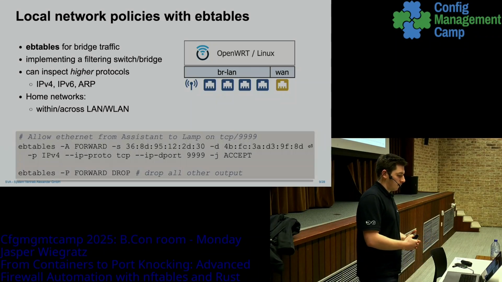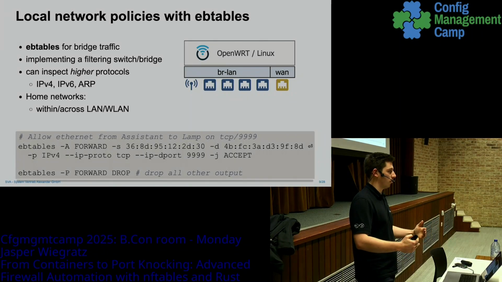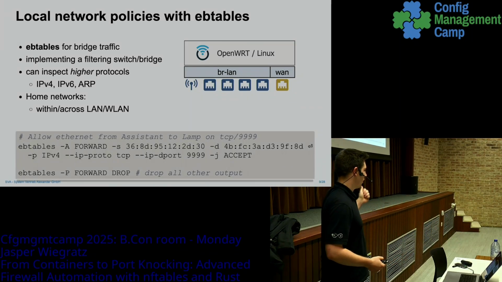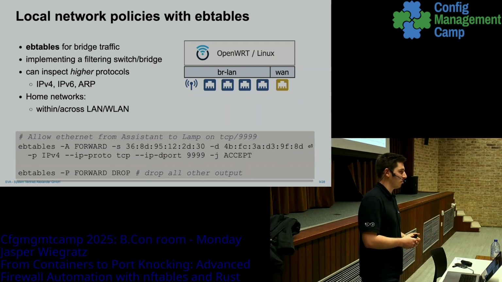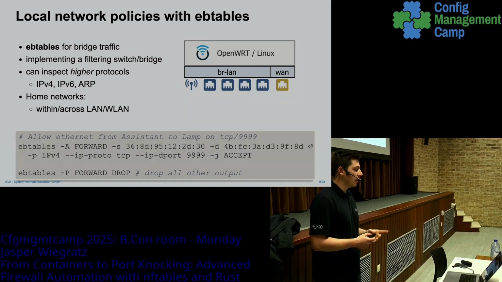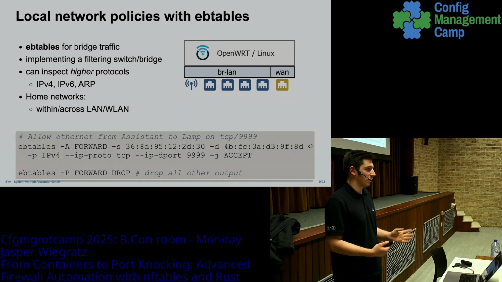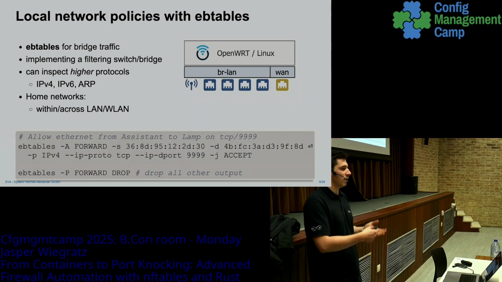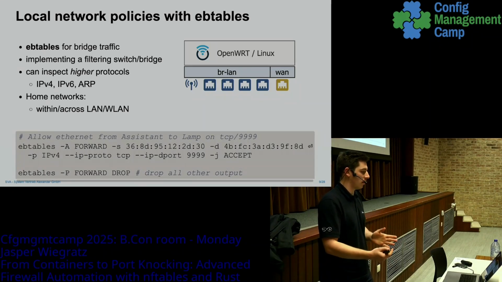And in this case, we would have a rule that is assistant to lamp, from this MAC address of the assistant to the lamp MAC address, and accept this and drop all other frames. This would be very brutal on your network if this was a rule, because then only this kind of communication could take place. But these are the building blocks we have. So ebtables has a very similar syntax compared to iptables, but it's not the same. So you would need to learn more about ebtables.